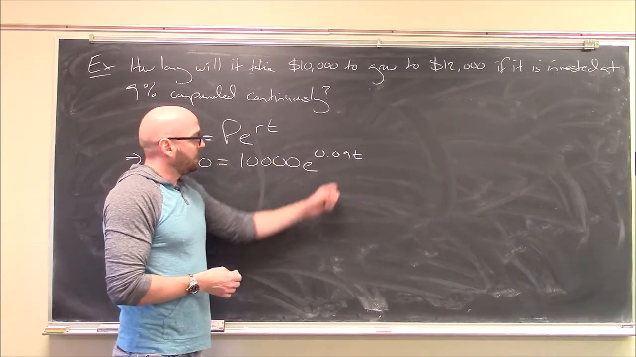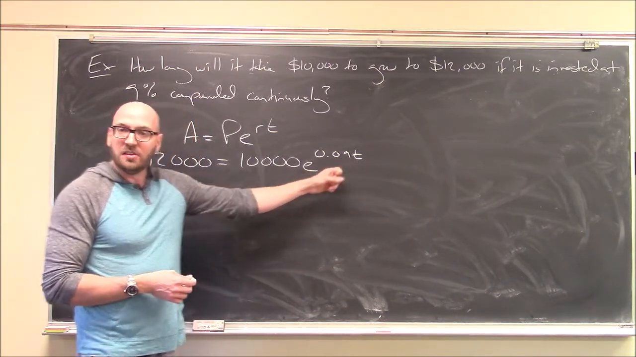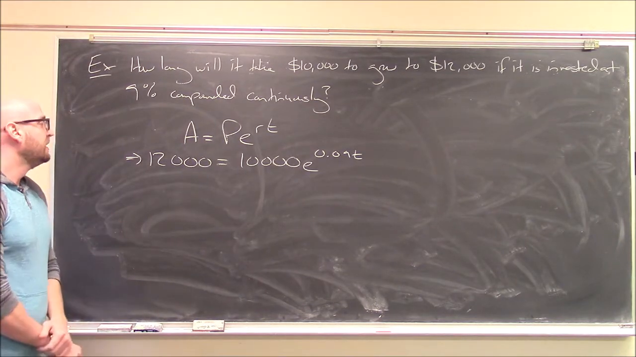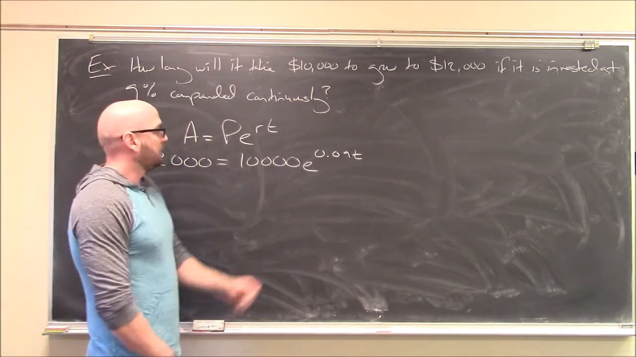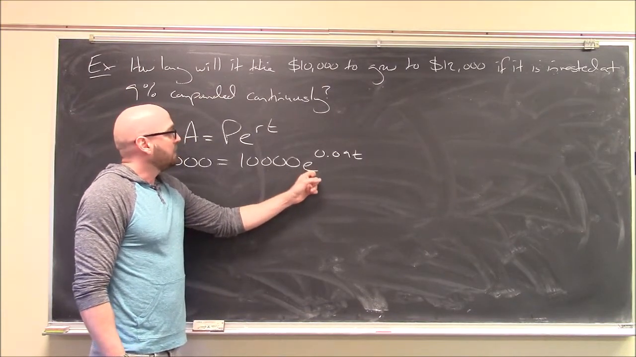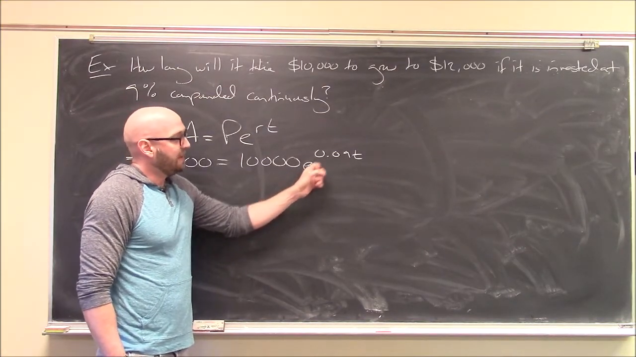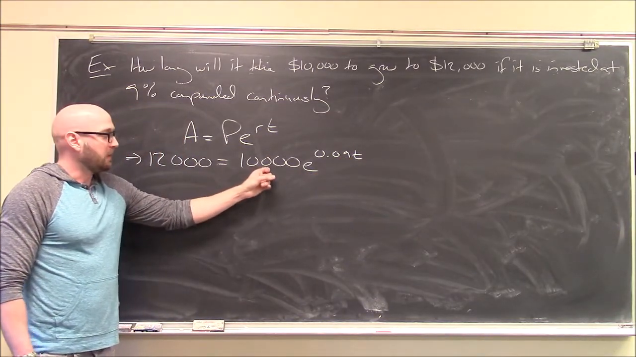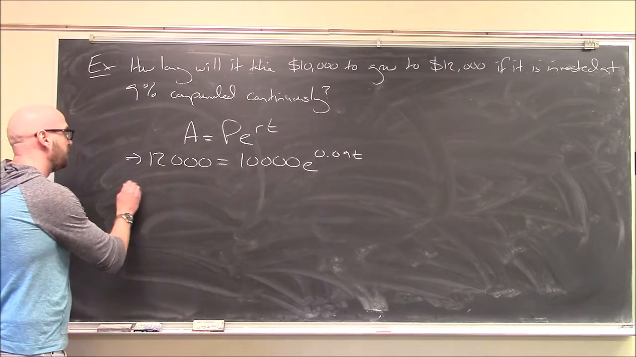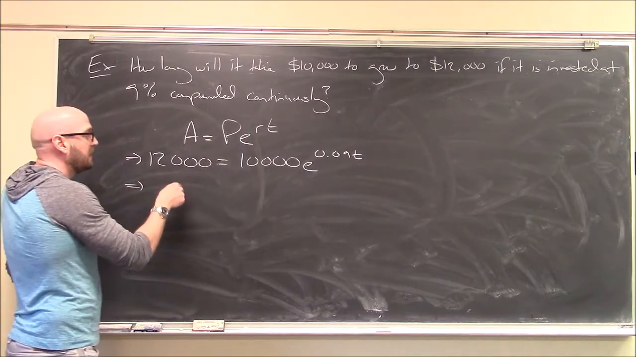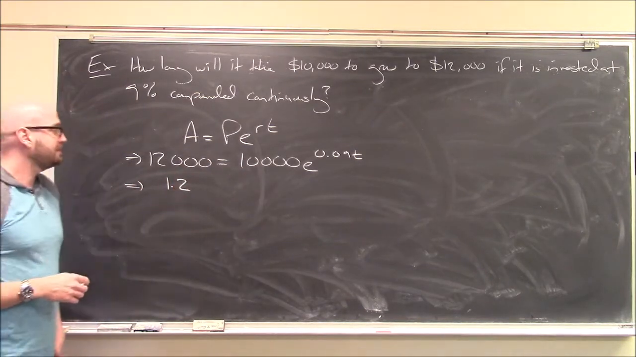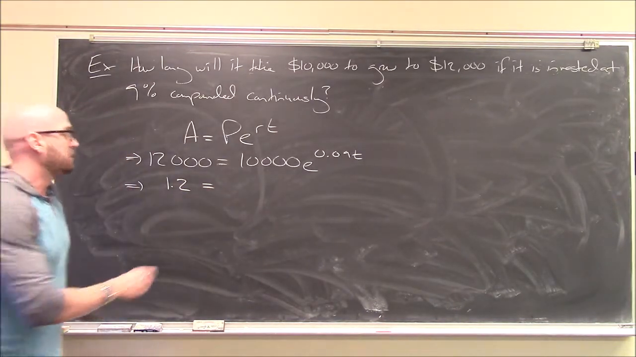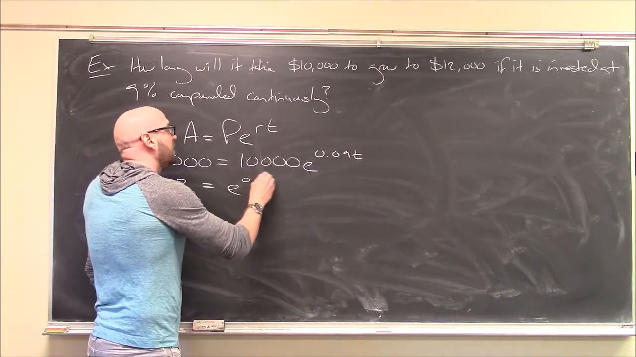Well, here's the problem. The thing I want to solve for, t, is stuck in the exponent. How do we get things out of the exponent? We use logarithms. But before I take logs of both sides, I want just a base to an exponent. I want to get rid of this constant in front. So let's divide both sides by 10,000 first. 12,000 divided by 10,000 is just 1.2. Equals e to the 0.09t.